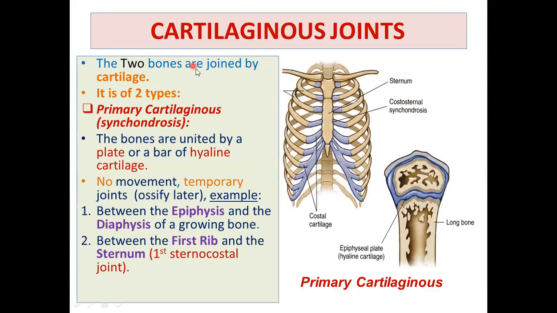Now, in the cartilaginous joint, the two bones are joined by cartilage. It is of two types: primary cartilaginous joints and secondary cartilaginous joints. In primary cartilaginous joints, the bones are united by a plate or bar of hyaline cartilage. There is basically no movement, and they are temporary joints because they ossify later. An example is between the epiphysis and the diaphysis of a growing bone. Another is between the first rib and the sternum, the first sternocostal joint.